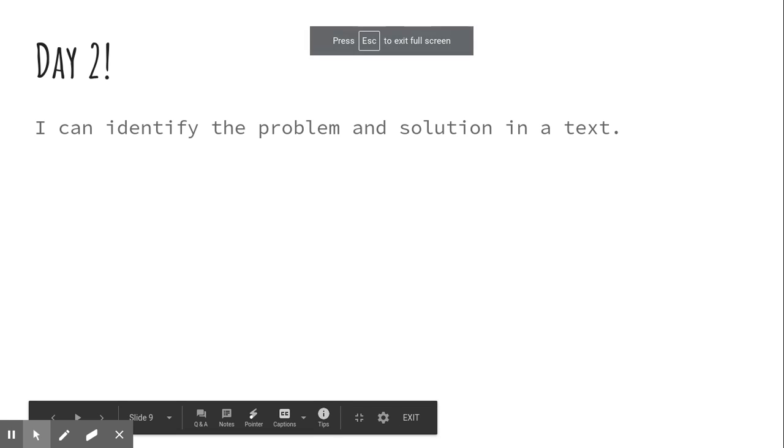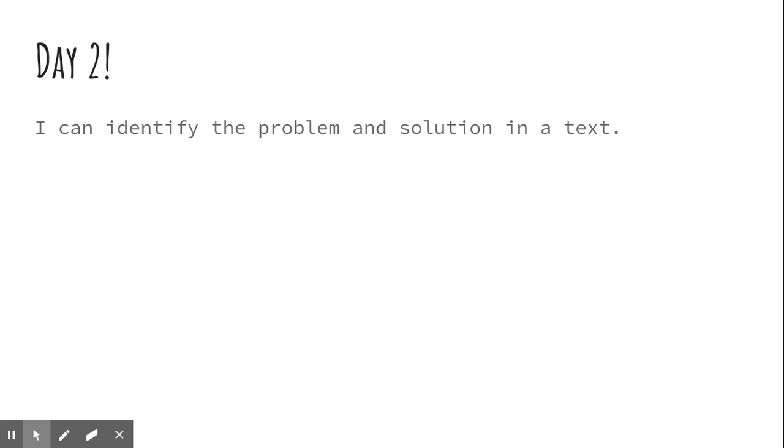All right, let's get started with today's lesson. So, our primary focus today is that we are able to identify the problem and solution in a text.